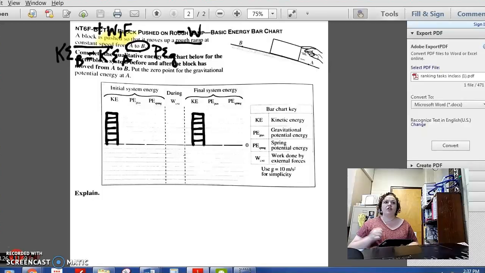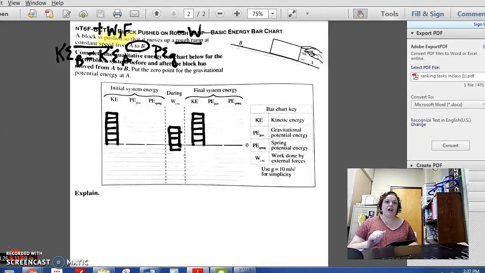All right, so then let's deal with the work issues. So we are pushing it so that it moves up a rough ramp. So we have to add some type of energy into it so that it goes up. I want this to do 3, I guess. So it is going up the ramp. That is our positive work. The rough ramp means that's negative work because we're pulling energy out of this. We're just going to say we're pulling one bit of energy out.